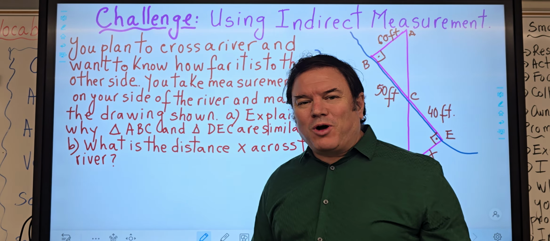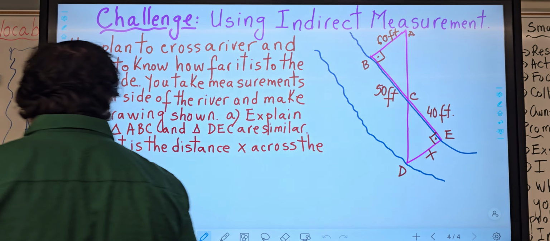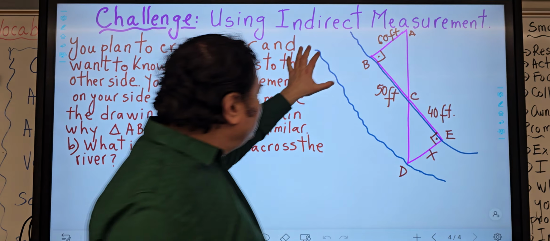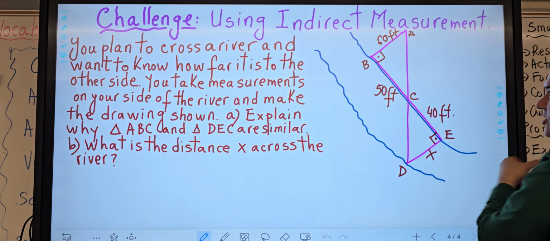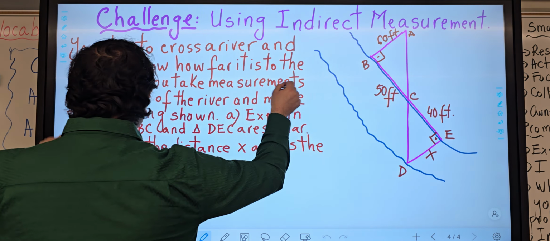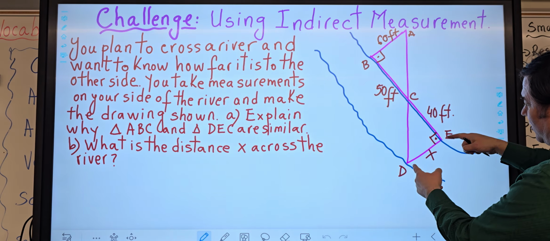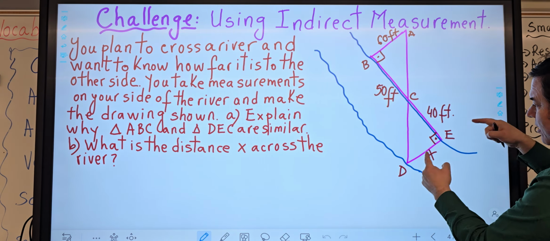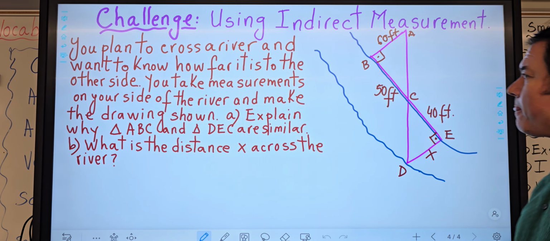A challenging problem. Let's take a look at this word problem and see if we can solve the problem. You plan to cross a river. This is a river right here. You plan to cross this river and you want to know how far it is to the other side. You want to know the distance from D to E. And that's going to be our unknown, our x.